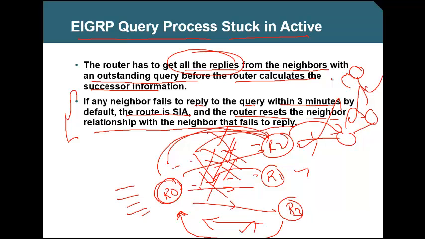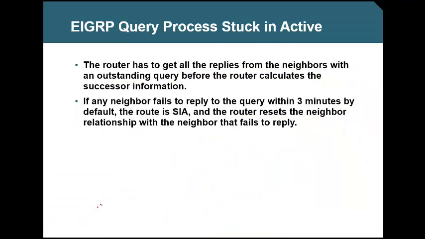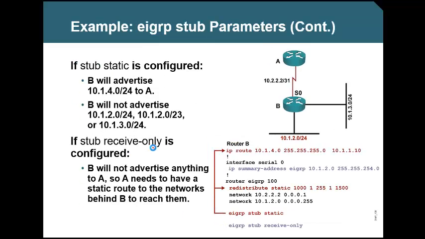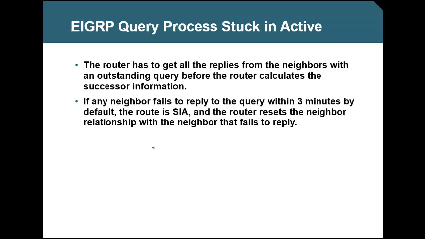disruptive one. So all those who are pinging from here to here, they all will get disconnected till the reconvergence happens. This is very, very bad, unacceptable. To avoid this only, we configure this stub. When you configure stub, this querying and then waiting can be avoided.